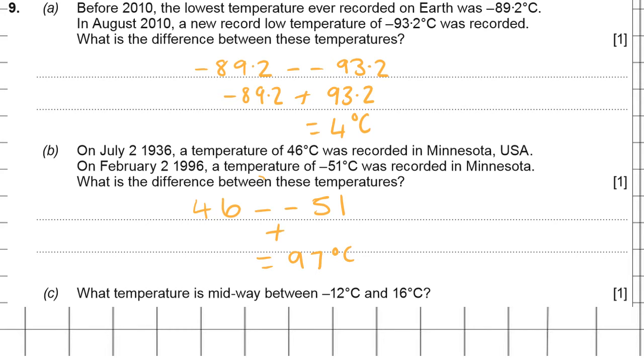What temperature is midway between minus 12 and 16? So you would add them both up and divide by 2 because that's how many there are, like the average. So therefore that's 2 degrees. Or you could count out until you get to the same number. So minus 12, minus 11, minus 10, minus 9, 16, 15, 14, and eventually you'll get 2.